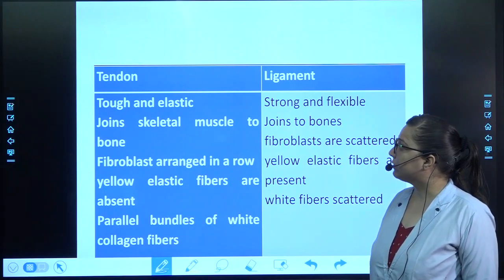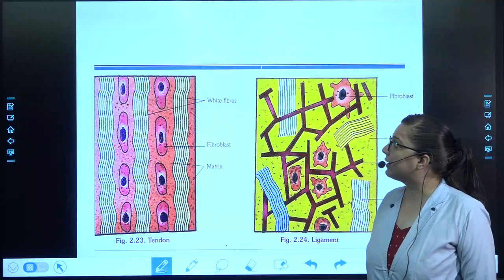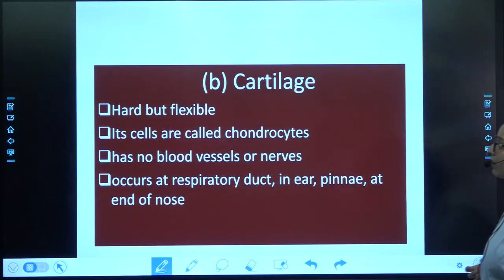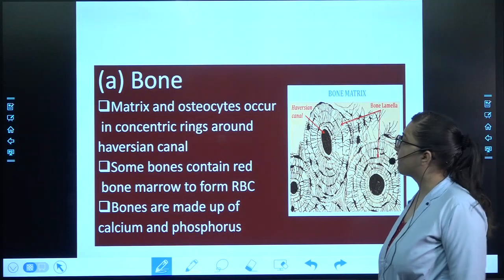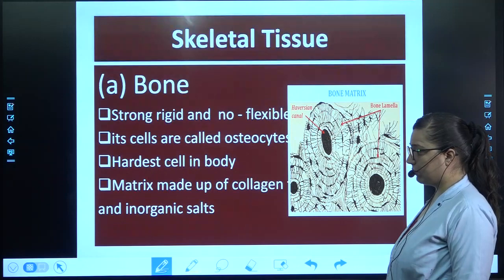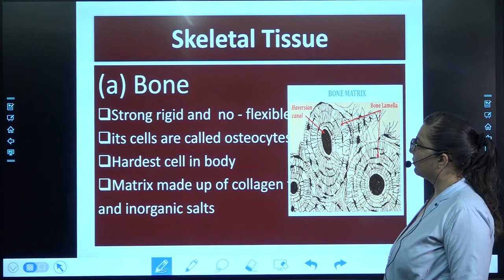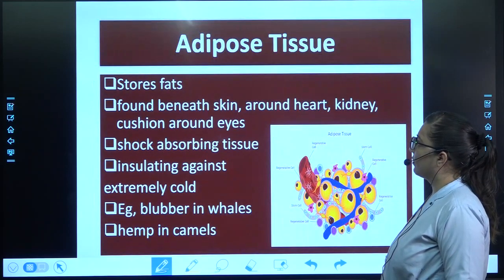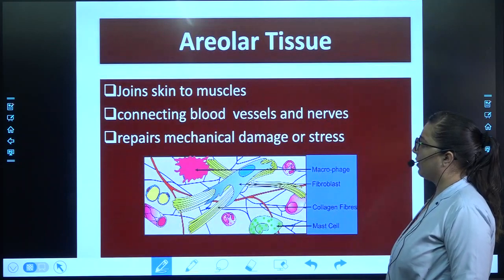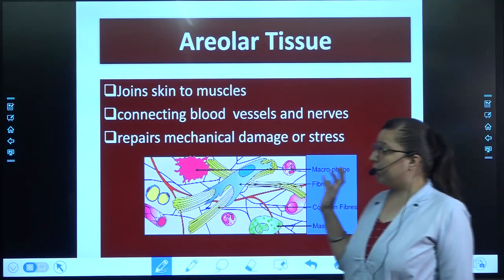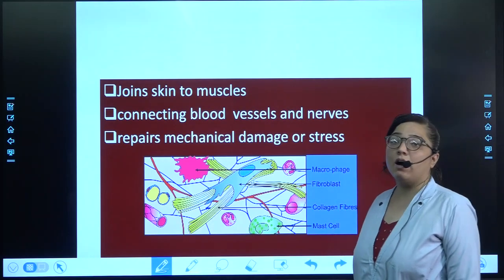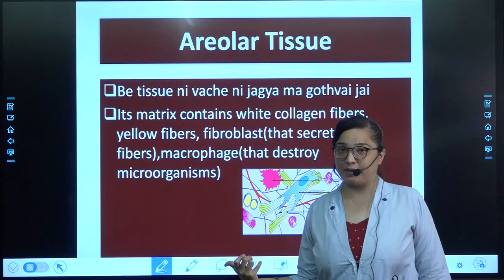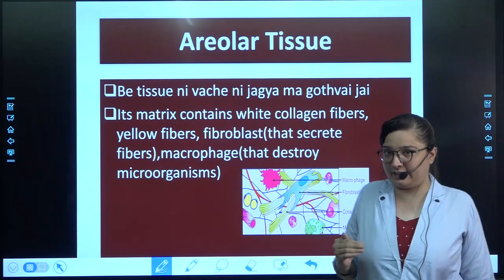Let's have a look at all its 5 types again. It is a bit lengthy, so from the beginning we'll see it again. Areolar tissue: wherever there is space, it settles there. Its matrix contains white collagen fibers, yellow fibers and fibroblasts. We are doing it again because it is a bit lengthy.